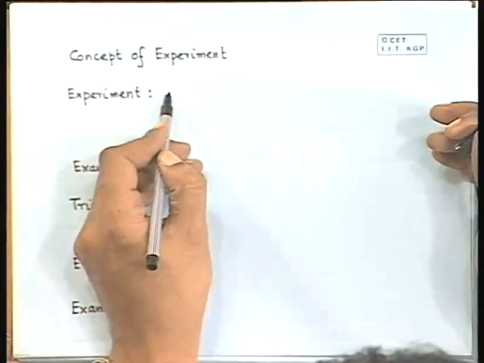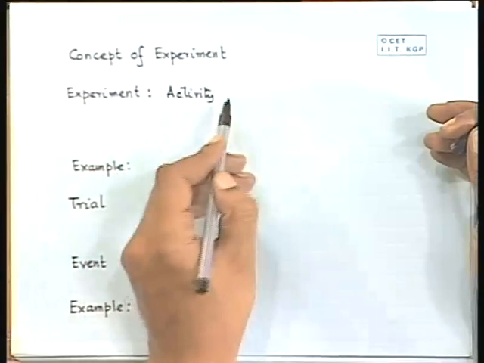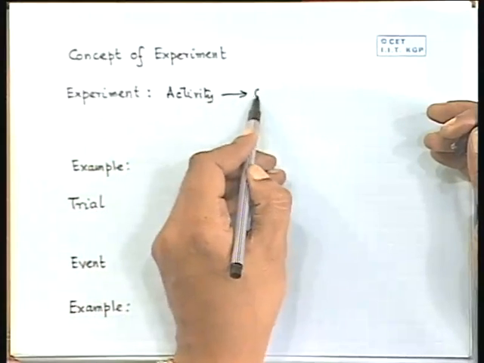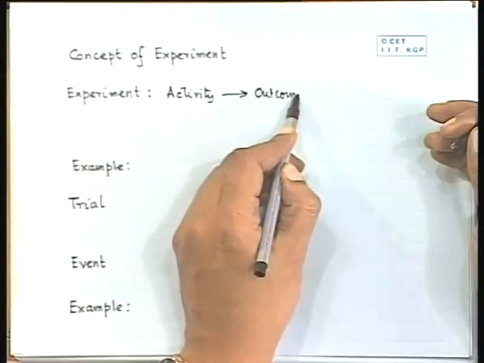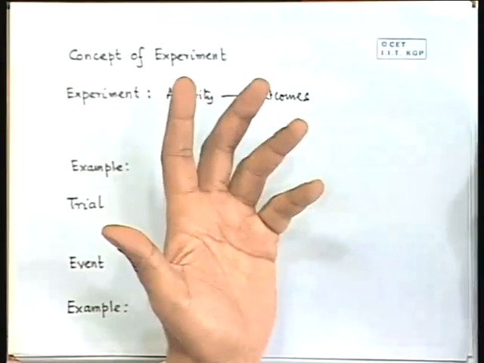So first of all, we have to look at the basic concept of experiment. After all, probability is basically an assignment of value to certain outcomes of experiment. So first of all, we would like to see what is an experiment. We'll give a generalized description saying that an experiment is nothing but an activity that generates outcomes. Okay. For example, if you toss a coin, that's an activity.